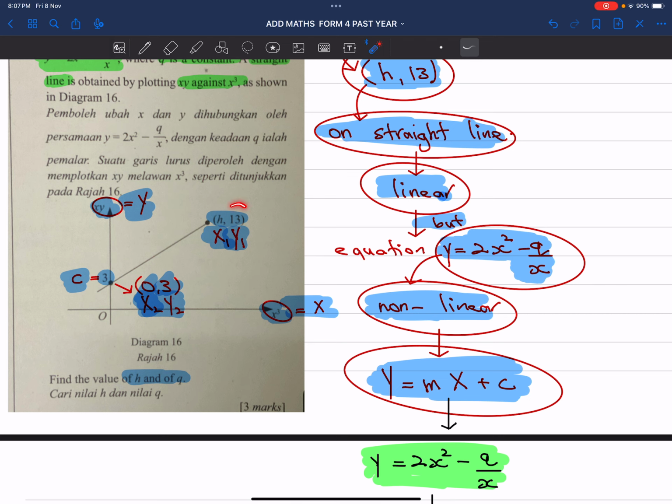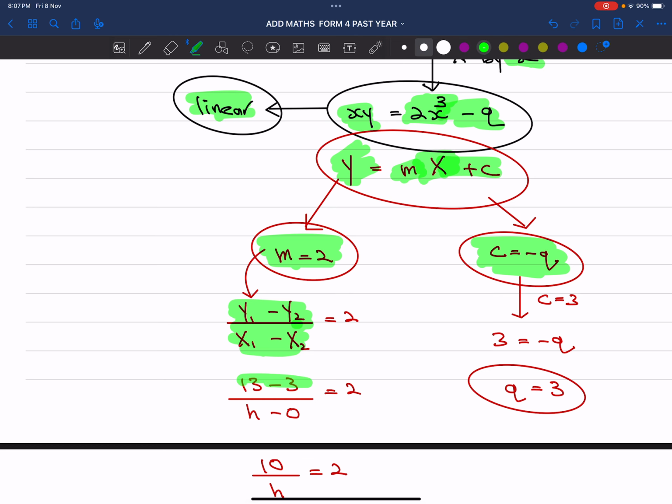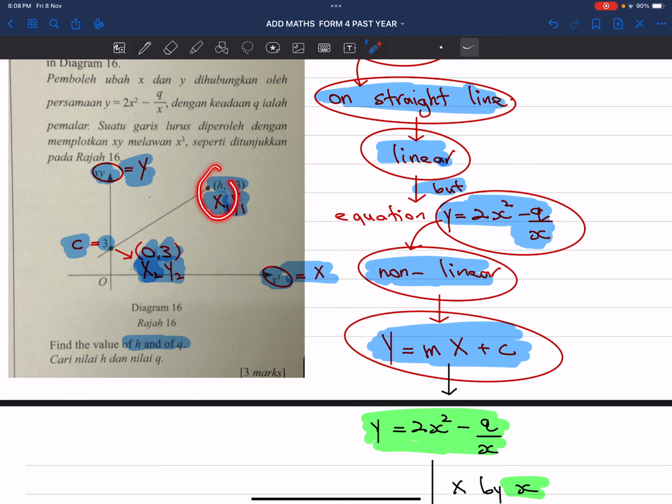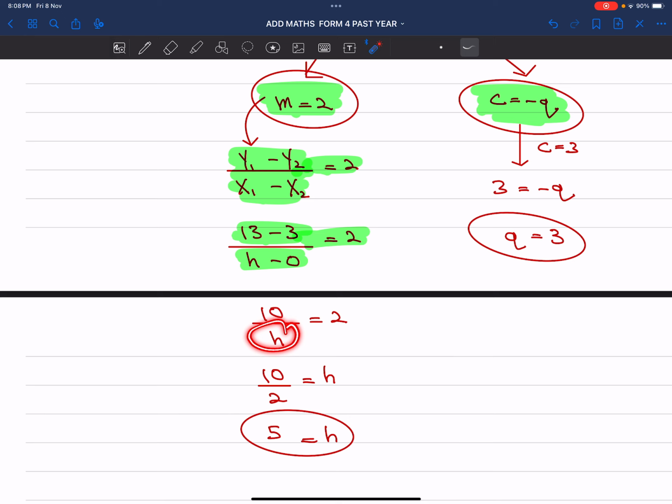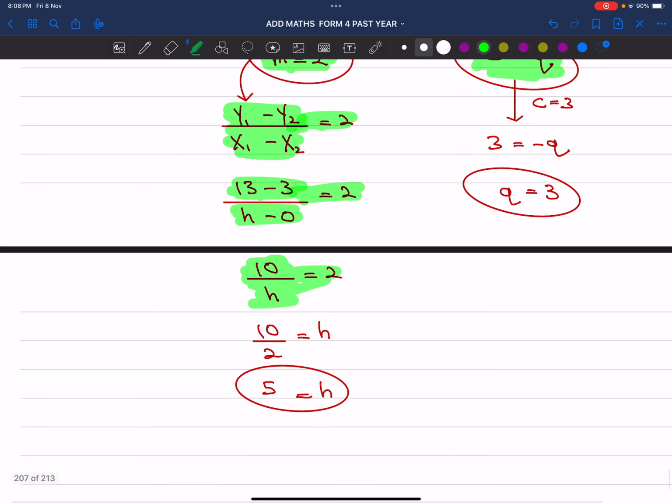So Y1 minus Y2 is 13 minus 3, which I have put over here. And then X1 minus X2 is h minus 0, equals 2, because the gradient is 2. Now 13 minus 3 is 10, h minus 0 is h, so we have 10 over h equals 2. I transfer the h to the right hand side, the 2 to the left hand side. I get 10 over 2 equals h, therefore our h is 5.